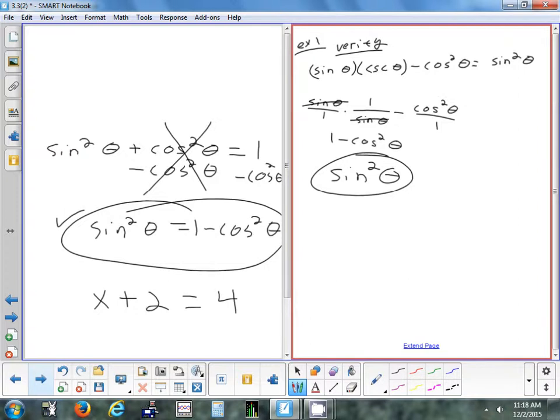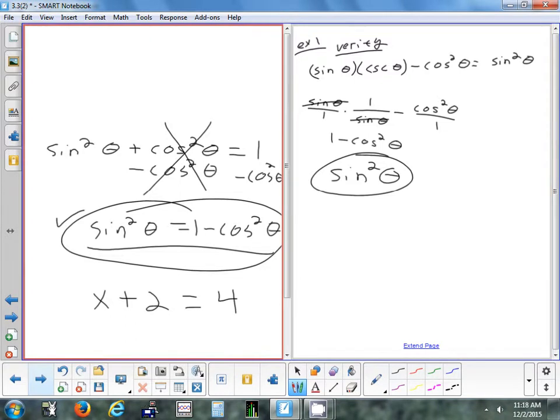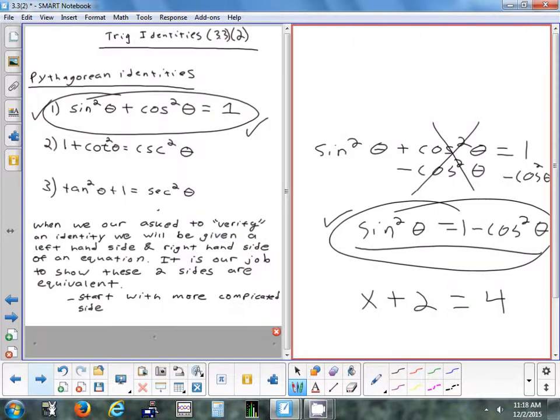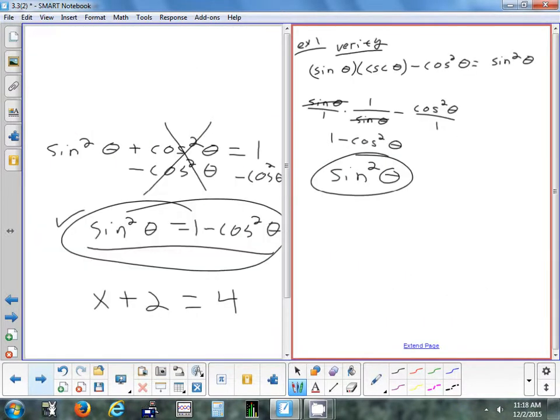Just like here, when you wrote cosecant is 1 over sine, you just write it? Yep, you just write it because it's an identity. So 1 minus cosine squared is sine squared? Yep, it's this identity, just rearranged a little bit. Does everyone understand what I mean by rearranging that? And that's it. That's the first one.